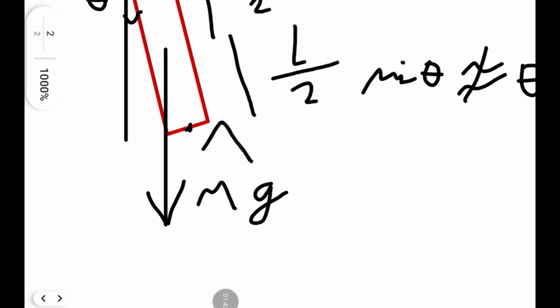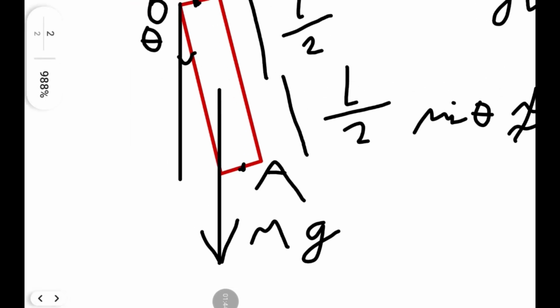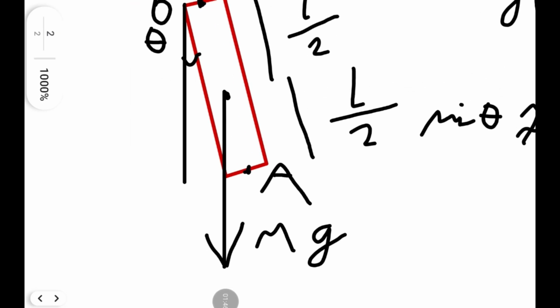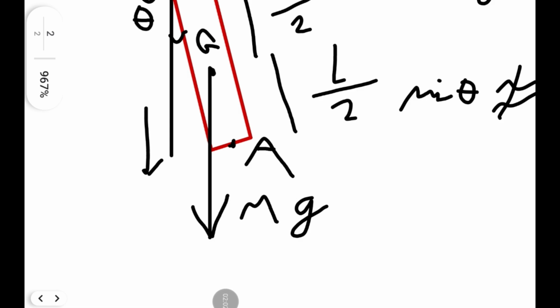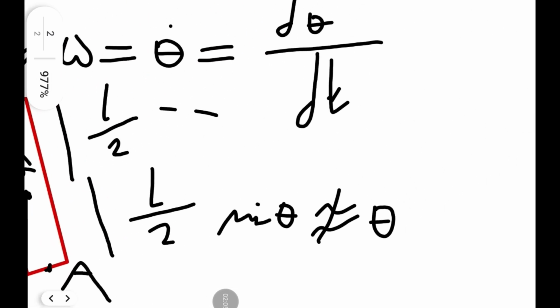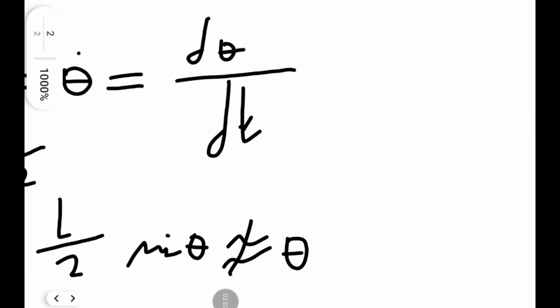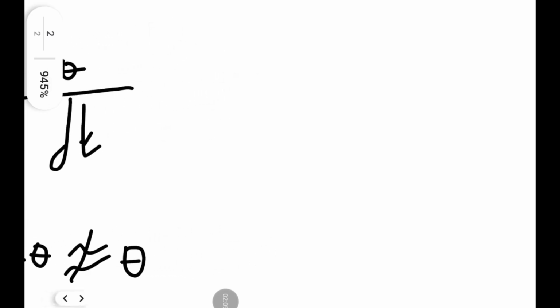We'll call the end of it A, and then we'll call the center of mass point here. This is the center of mass, and it should be in the center. It's not drawn to scale, but that center of mass point is where the weight mg comes from. The force down here should be coming down from the center of the rod, so L over 2 from the top and L over 2 from the bottom, and that's called G for the center of gravity.